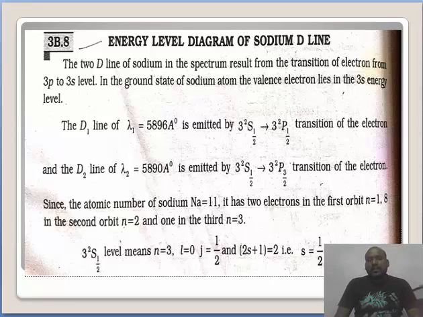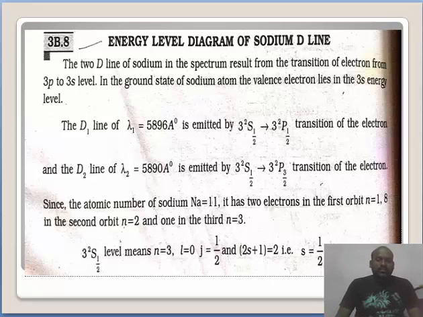Particularly in 3p to 3s, you know the orbital quantum number, that is L. So L is equal to 0, 1, 2, 3. L equal to 0 is S, L equal to 1 is P. Like that you have already studied.